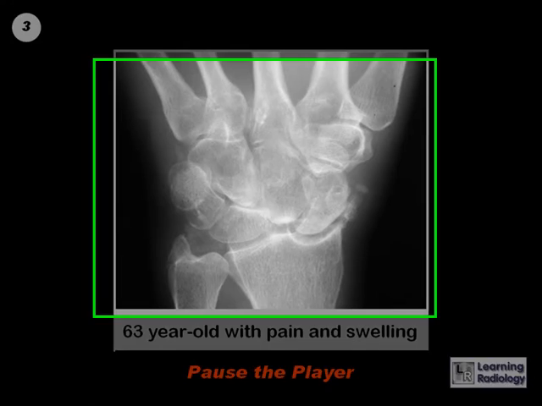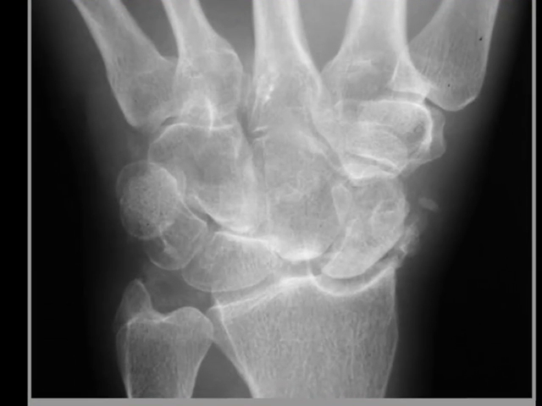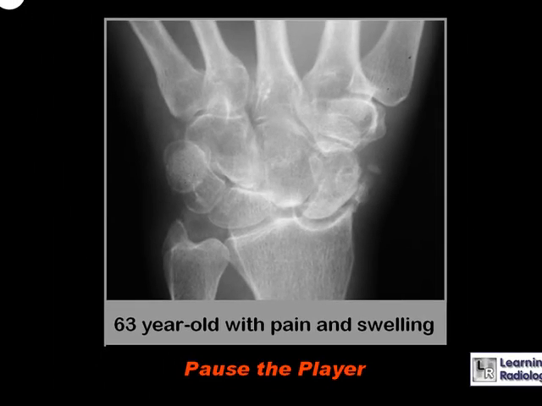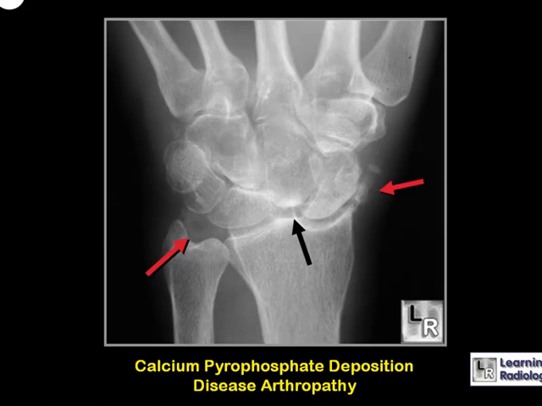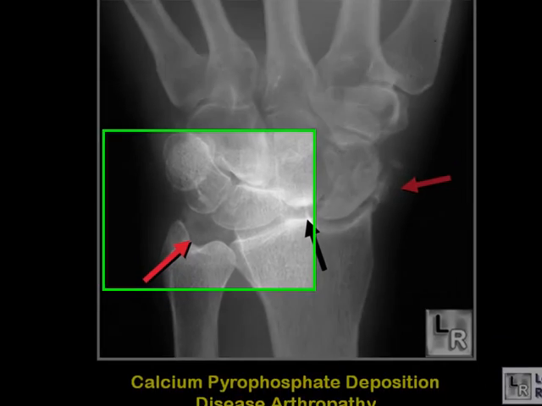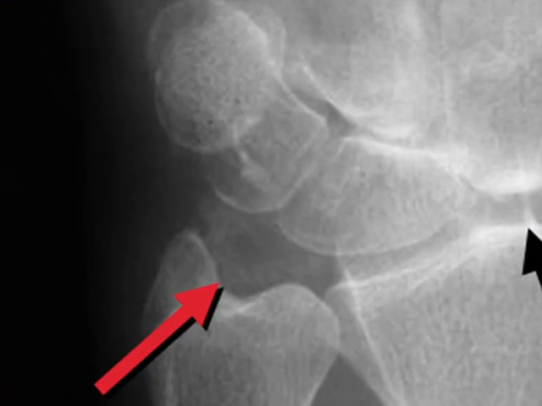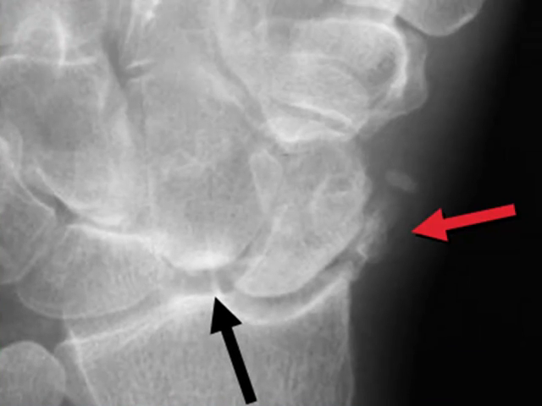The next case is a 63-year-old with pain and swelling in the wrist. Pause your computer or MP3 player. This is an example of calcium pyrophosphate deposition disease arthropathy, CPPD arthropathy. You'll notice that this red arrow is pointing to calcification in the triangular fibrocartilage of the distal ulna. This is chondrocalcinosis. The other red arrow is also pointing to an area of dystrophic calcification.